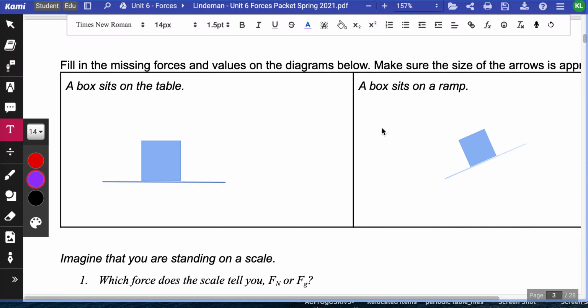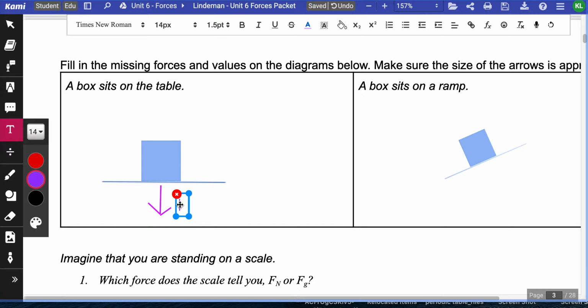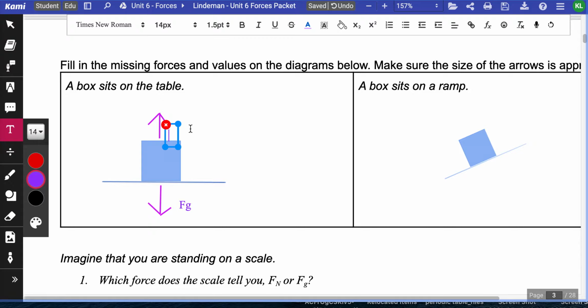So we have these two boxes here, and we need to fill in the missing forces. Okay. So for this first one, is the box on planet Earth? Yes. So I'm going to put an FG. And then, are we resting on another object? Yes. So I'm going to put an FN. And again, I'm just trying to make sure these are all equal as I'm sketching them.